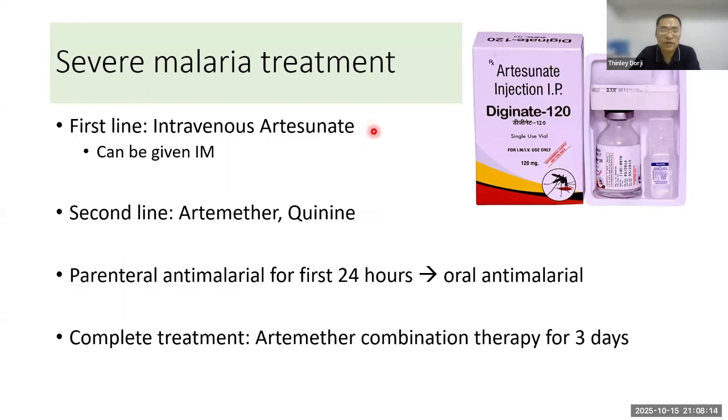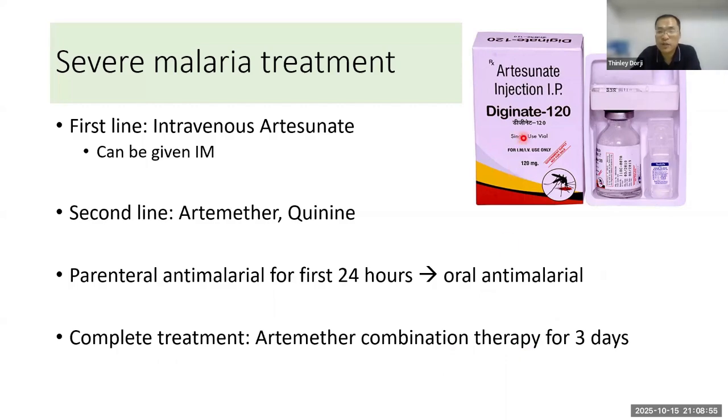If IV access is there, give IV. Artesunate can also be given as IM. We have second-line artemether and quinine, and it is recommended that in severe malaria, all antimalarials should be given by the parenteral route for the first 24 hours, and then subsequently can be converted to oral antimalarial when the patient is able to consume orally. After you have converted from IV to oral, for the completion of treatment, it is recommended to give artemisinin combination therapy for 3 more days.